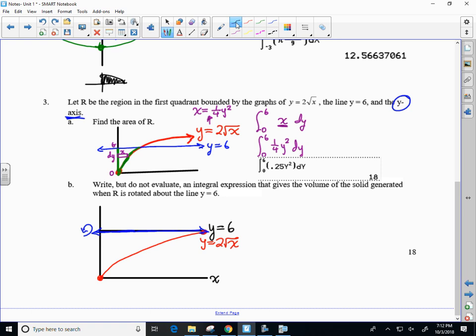Again, pi r squared d something, going from something to something else. Well, arbitrary rectangle. If I want to spin the relevant region, the arbitrary rectangle would have to look something like this, and it would be getting spun around in this direction.